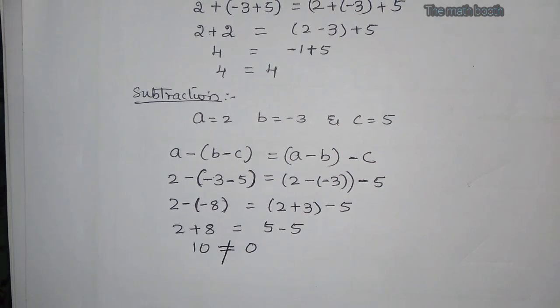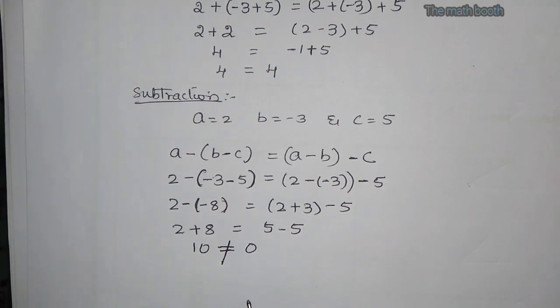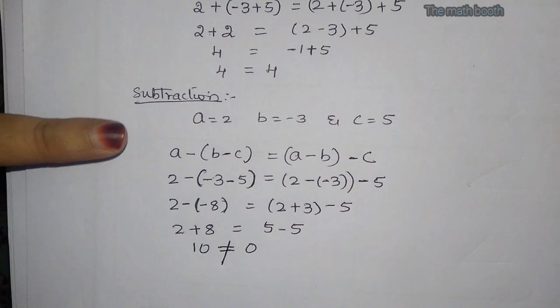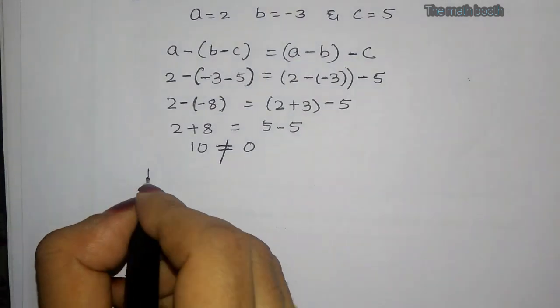So what we can say is that the associative property doesn't satisfy subtraction, or we can say that the associative property is not closed under subtraction. Okay, similarly we will go for multiplication.